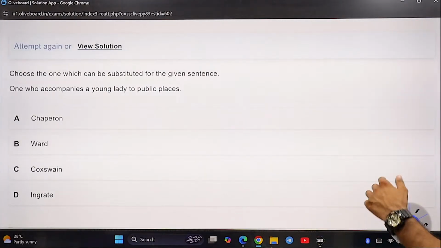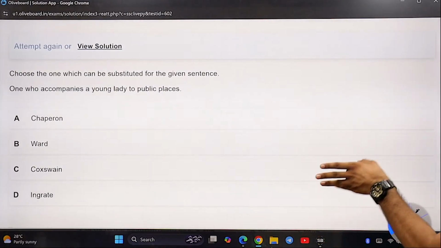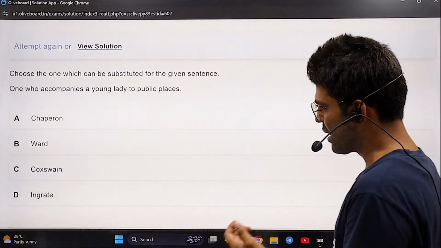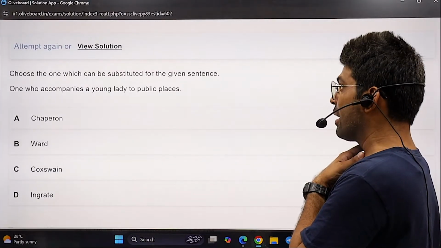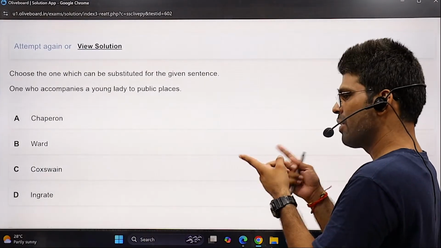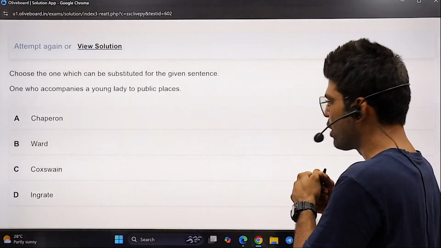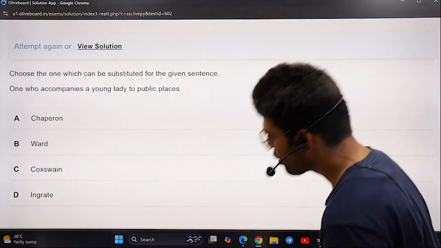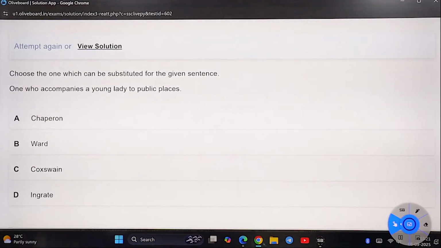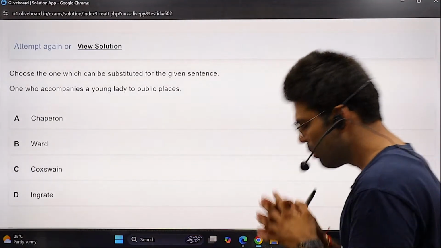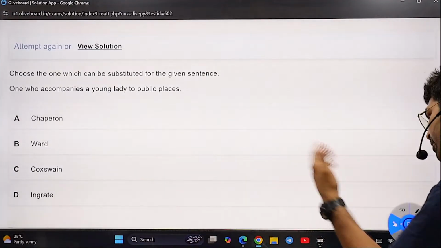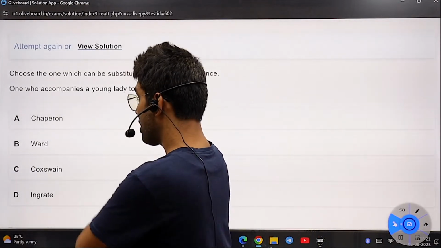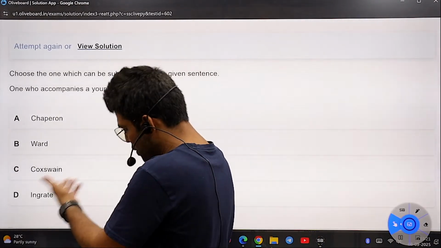One who accompanies a young lady to public places. Totally awkward. Ward. I remember we have wards in the hostel, but they don't accompany a young lady to public places. They just keep guard of that hostel. No. Now, Covaxin, I think that was the one for COVID we had. No, that's not Covaxin. Coxswain. Ingrate is ungrateful. I shall be grateful to you. Ingrate, from the same stuff. So this is ungrateful. Drop this, drop that. Now, chaperon or coxswain.